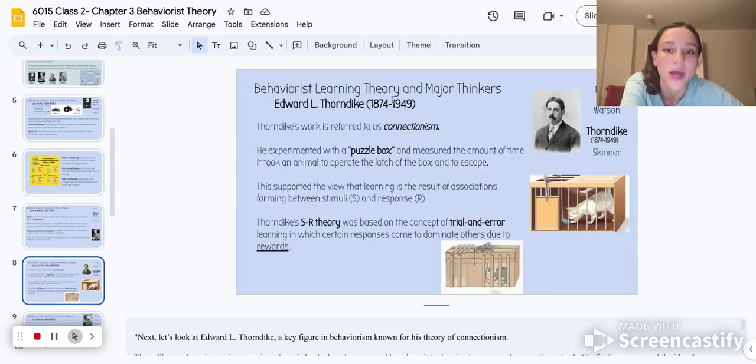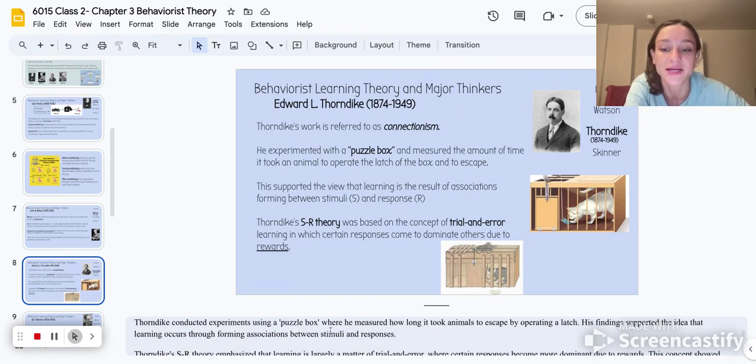Next, we talk about our behaviorist learning theorist, Thorndike, 1874 to 1949. His work is referred to as connectionism. So he conducted experiments using a puzzle box, which you can see in examples here. I have two graphics right here for you. And in this puzzle box, he measured how long it took animals to escape by operating a latch within that puzzle box. So his findings supported that learning occurs through forming associations between the stimuli and the responses.